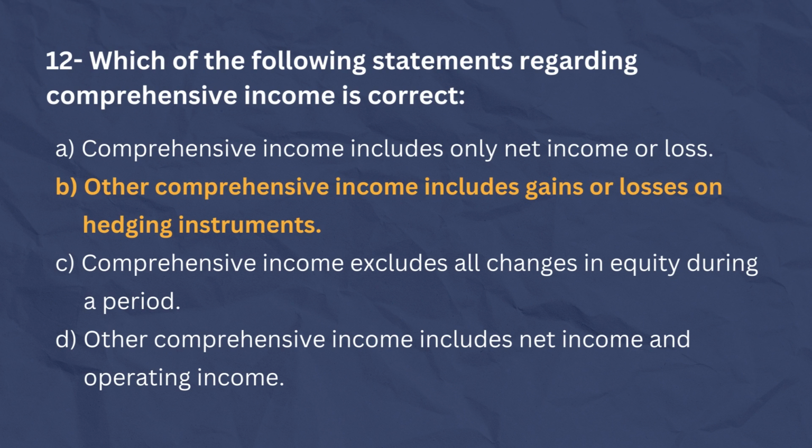The correct answer is B. Comprehensive income represents the total change in equity during a period, including both net income or loss and other comprehensive income items. Other comprehensive income includes various gains or losses that are not recognized in the income statement, but are reported directly in the equity section of the financial statements.